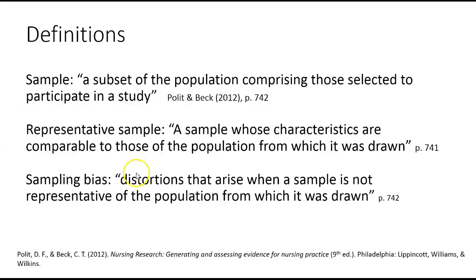And one of the things we need to be careful of is that the methods we use in sampling can influence how representative that sample is. If we're not careful with our sampling methods, we can introduce what they call sampling bias. These are distortions that can happen when a sample is not representative of that population.